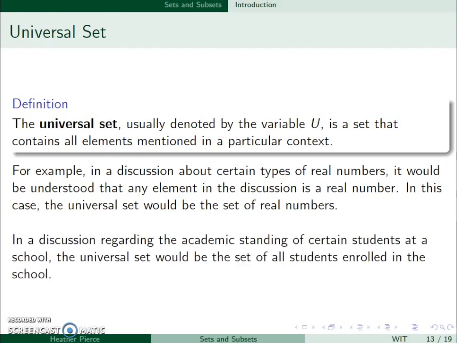If we're discussing academic standing of certain students at a school, the universal set would be all students enrolled at the school. And if the universal set isn't clear, we can identify it.